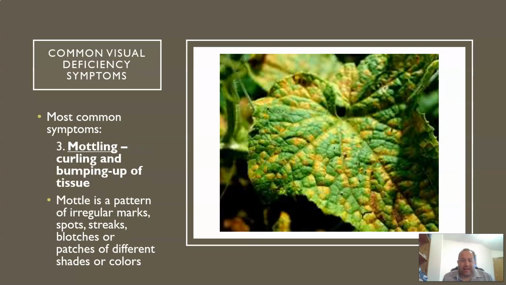Another one you might see is mottling. So you'll see curling and bumping up of tissue. So not just the idea that it's yellowed or that it died, but you also see that the leaf will curl or it'll get bumps in it. So when we say mottling, a pattern of irregular marks, spots, streaks, blotches, or patches of different shades or colors.